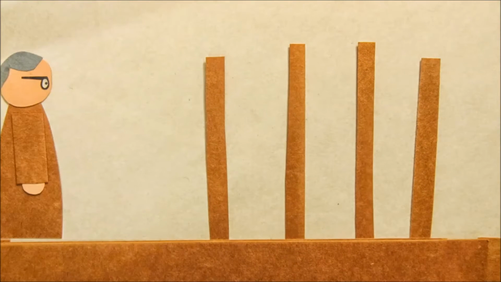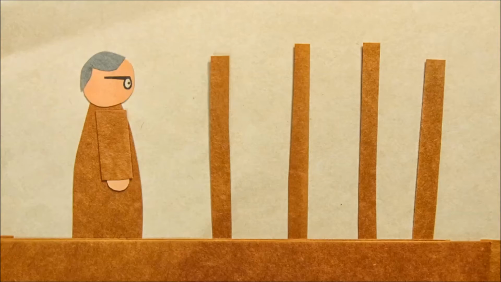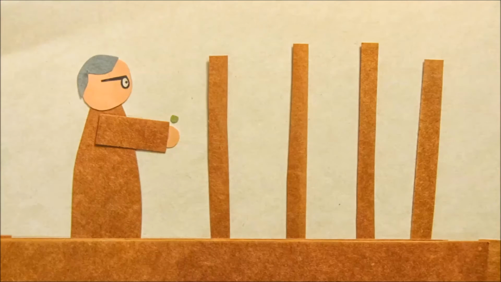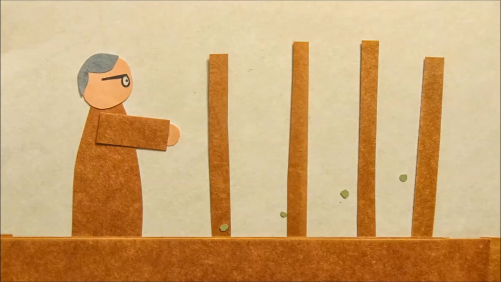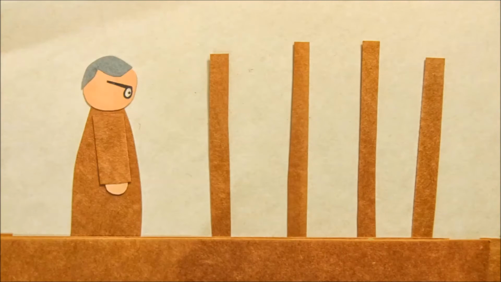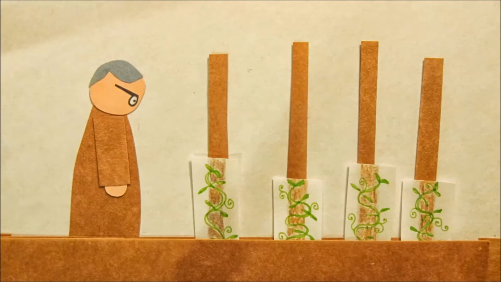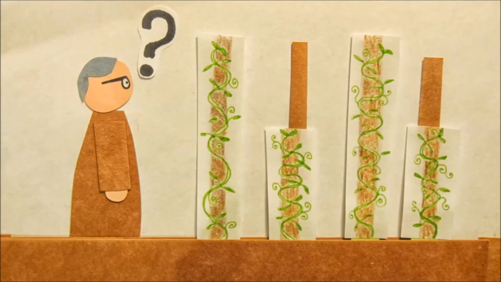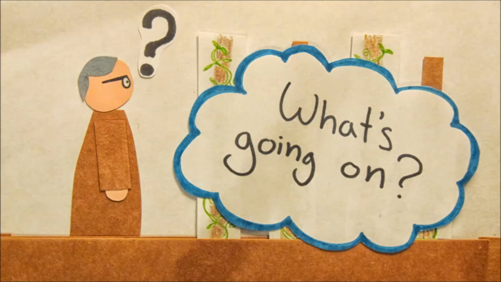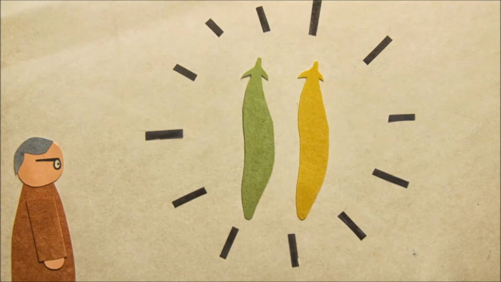Once upon a time, there was a monk named Mendel. One day, he planted 4 pea plants. The pea plants grew to different heights. "What's going on?" thought Mendel. He also noticed that there were different colored peas.